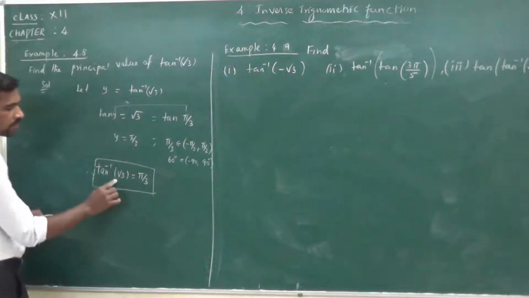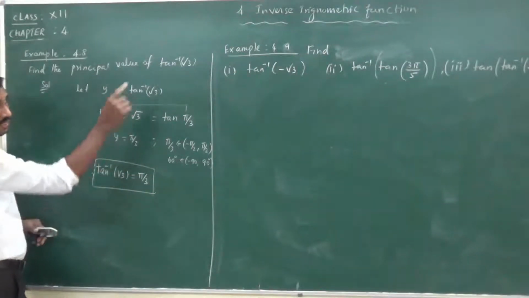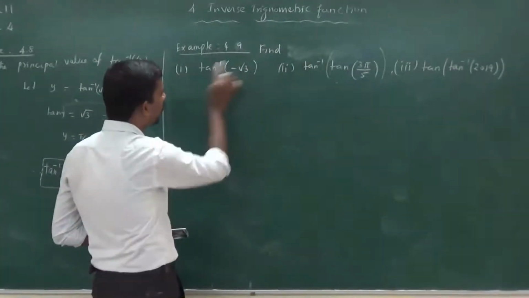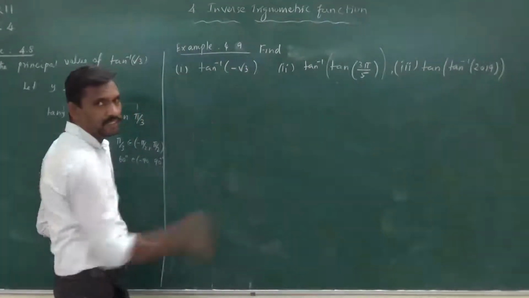The same question, but with the minus sign for the next one. Okay? You see, example 4.9, find the value of tan inverse of minus root 3. That's it.